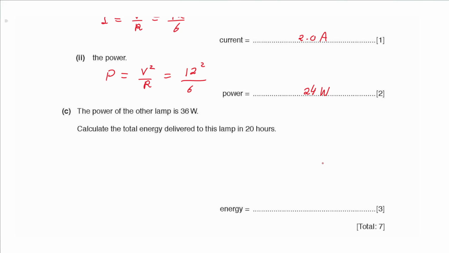Part C says the power of the other lamp is 36 watts. Calculate the total energy delivered to this lamp in 20 hours. Energy is equal to power multiplied by time. So 36 multiplied by 20, but this is in hours, not in seconds. So we multiply by 60 minutes and then by 60 seconds to get the answer in SI units. The answer here is 2,592,000. We can approximate that to 2.6 times 10 to the power of 6 joules.